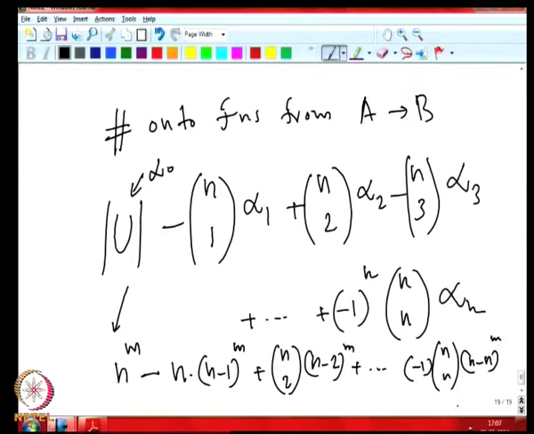That is clear. For instance, if all the n elements in B are such that they don't have a preimage, there are no such functions, because the members of A have to get mapped to something in B. So this last term is going to be 0 clearly. But anyway, we are writing (n minus n) raised to m. This is the number of onto functions.